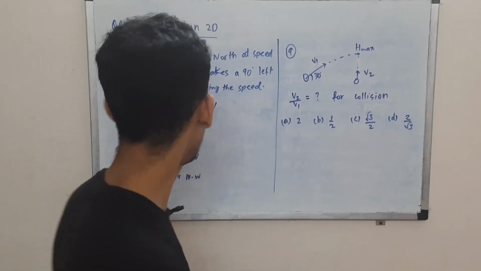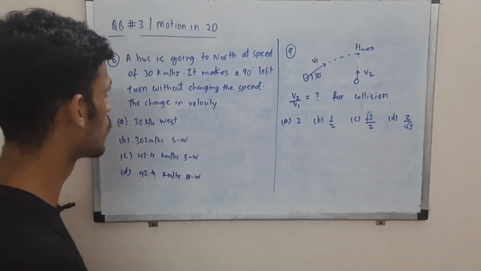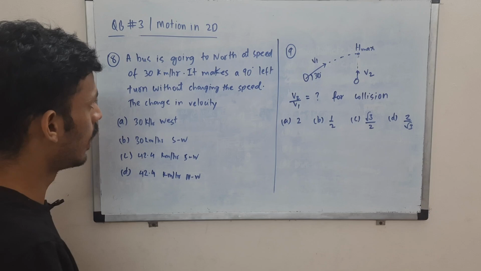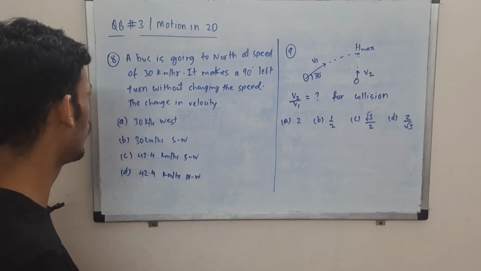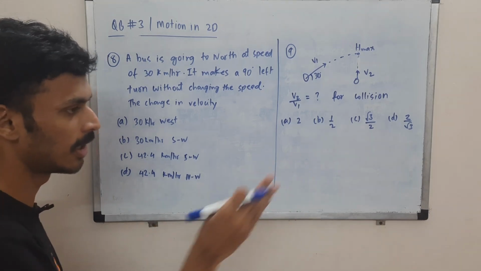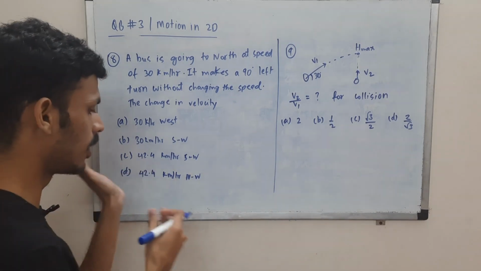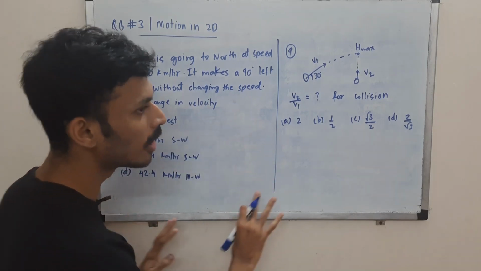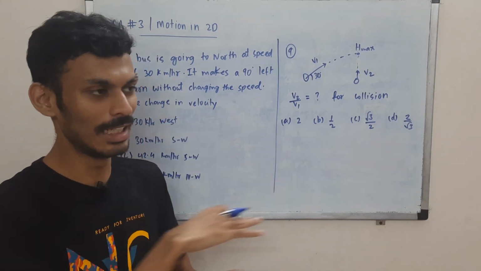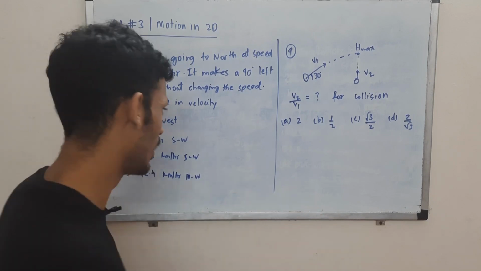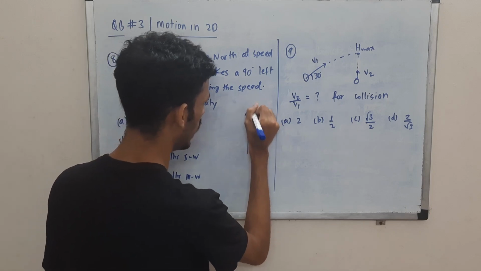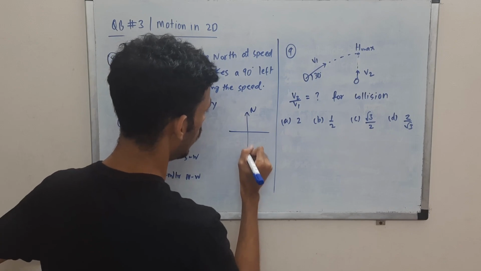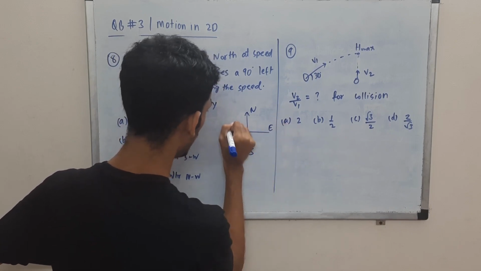Question 8 and 9 over here. So question 8, we have a bus which is going in the north direction with speed of 30 kilometers per hour, and then it makes a 90-degree left turn without changing the speed, so 30 kilometers per hour. I'll draw it in the vertical plane, but remember that north, south, east, west is in the horizontal plane, right? So I'll refer this top direction as north, down is by default south, and we'll have this as east, and this as west.